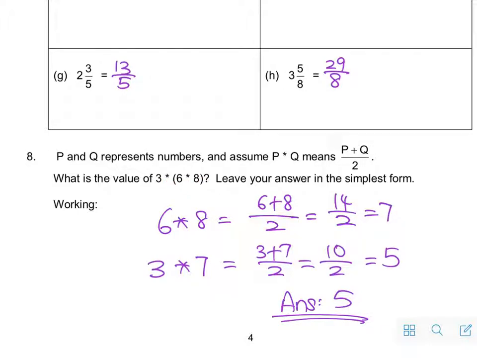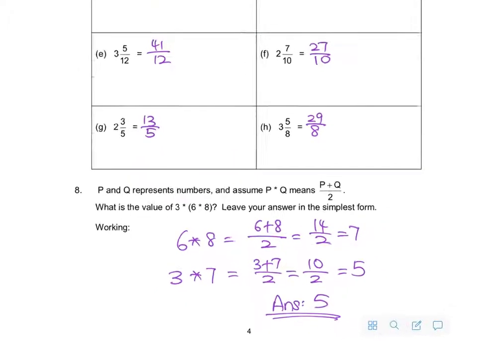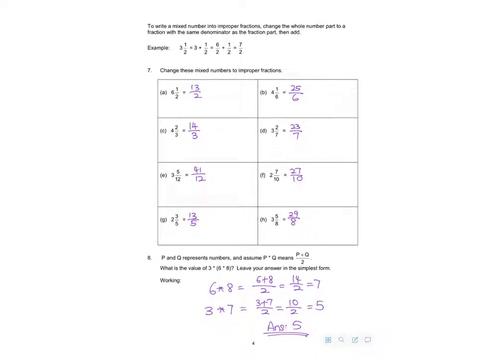Now you do this. Whatever is in the bracket we do first, then we do the one outside. So you find out this one first, which is 6 plus 8 divided by 2 equals 7. After that, 3 star 7 is actually 3 plus 7 divided by 2, so you get 5. So the answer is 5. Not that difficult.